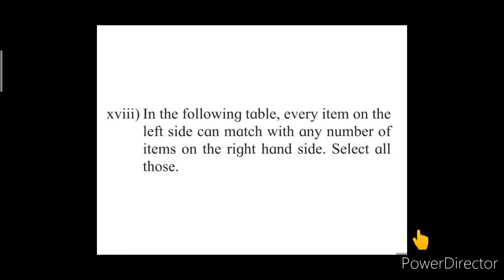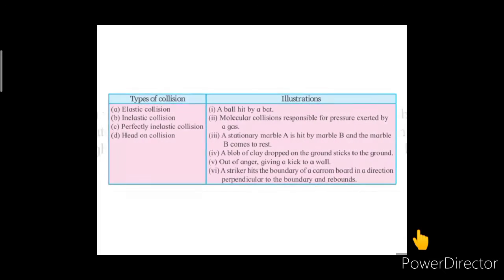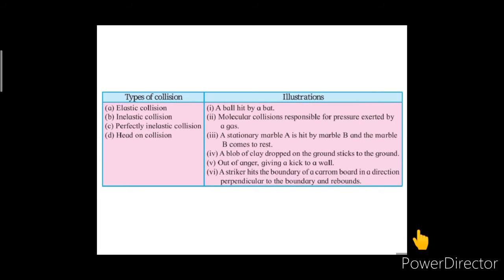The next question we have, number 18. In the following table, every item on the left side can match with any number of items on the right hand side. Select all those. The table is given. On the left side the types of collision are given and on the right side illustrations are there. Here we have to match the types of collision with their illustrations.